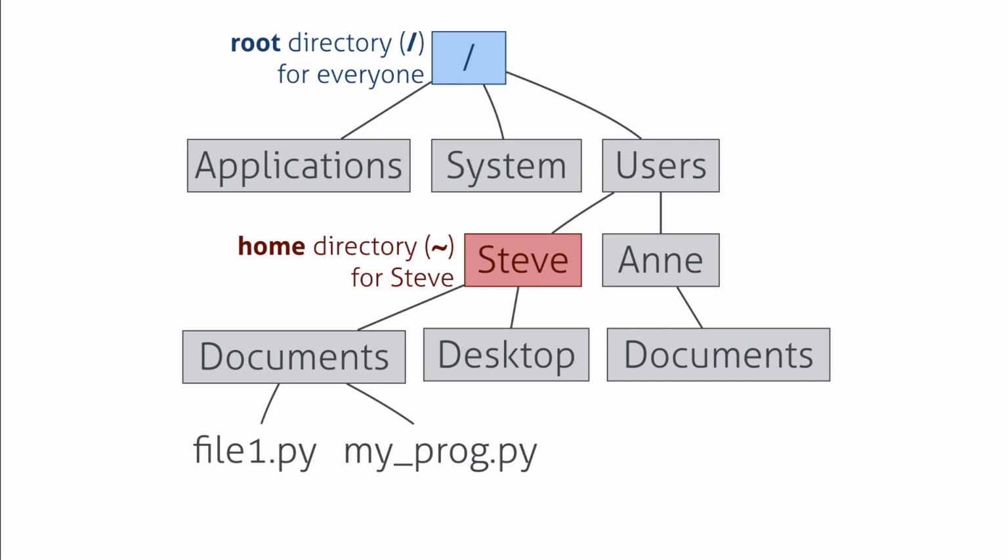So here's a rough outline of what my file system looks like. You can tell that it's a tree, with the root or the / directory being at the top of the file system hierarchy. Under here we have three subdirectories: applications, systems, and users, and my home directory is under /users/Steve, or I could also just call it tilde. I have in my home directory a documents directory with 2 files in it, and I have a desktop directory. Other users will have their own separate documents and maybe desktop directories as well.